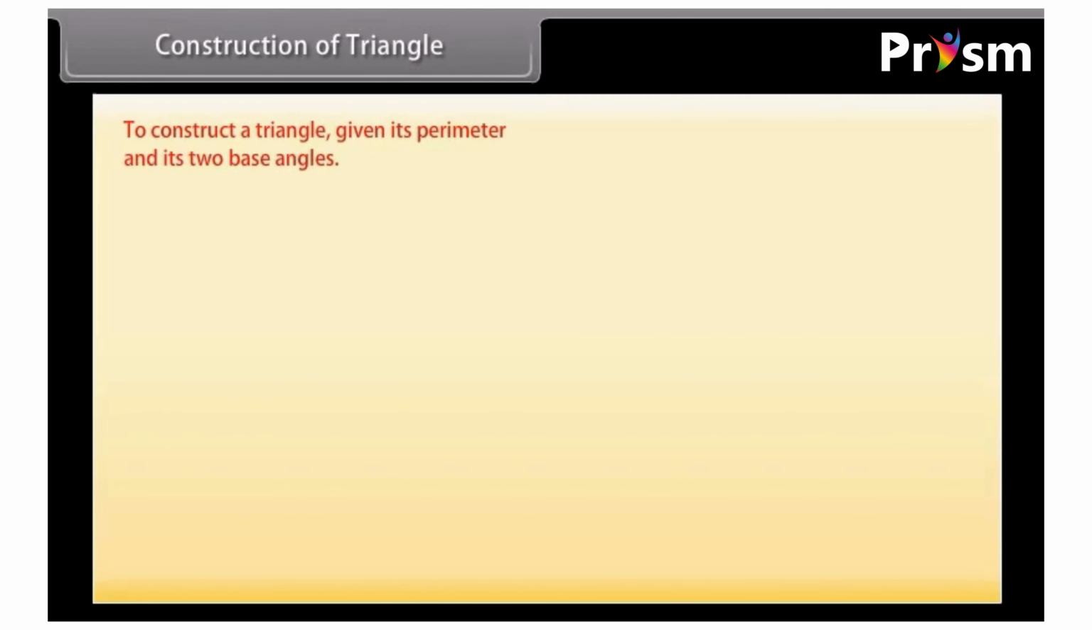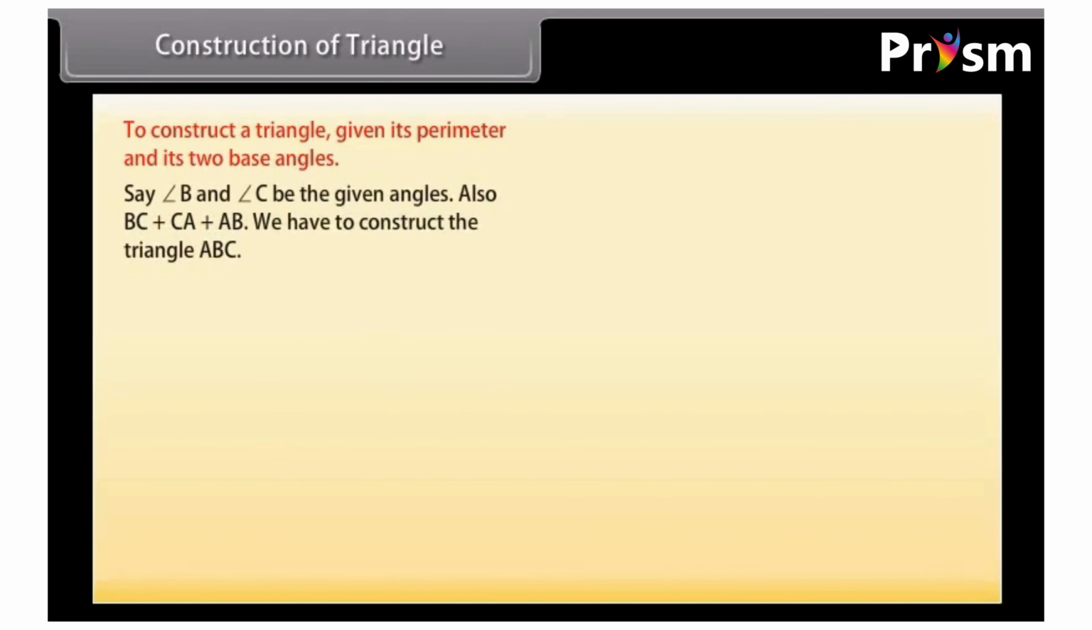Let us now construct a triangle, given its perimeter and its two base angles. Say angle B and angle C are the given angles. Also, BC plus CA plus AB is given. We have to construct the triangle ABC.